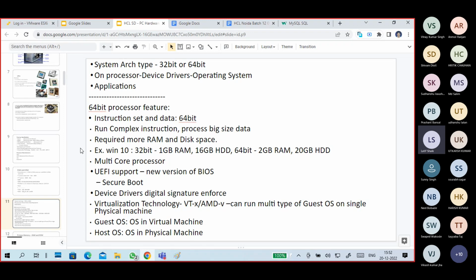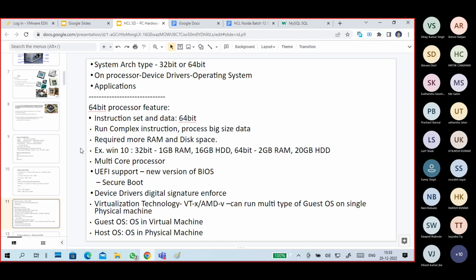What is the use of 64? We had 32 earlier, now we have 64. But what is the use of this 64? Instruction size is 64, which means bigger instructions. Meaning you can run very complex instructions compared to 32-bit. Of course, big size data can also be processed, transferred, copied, and stored.